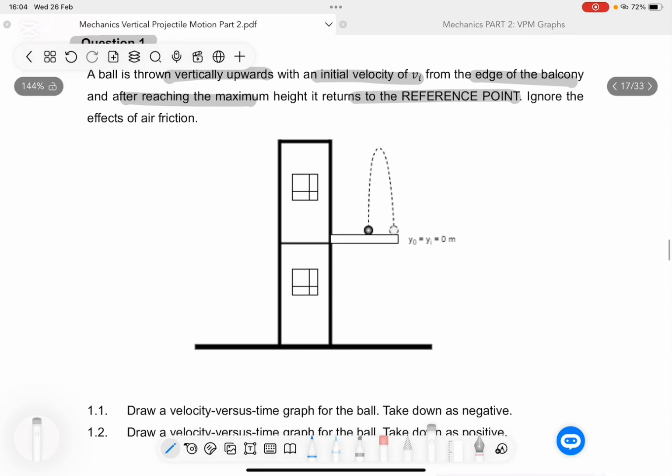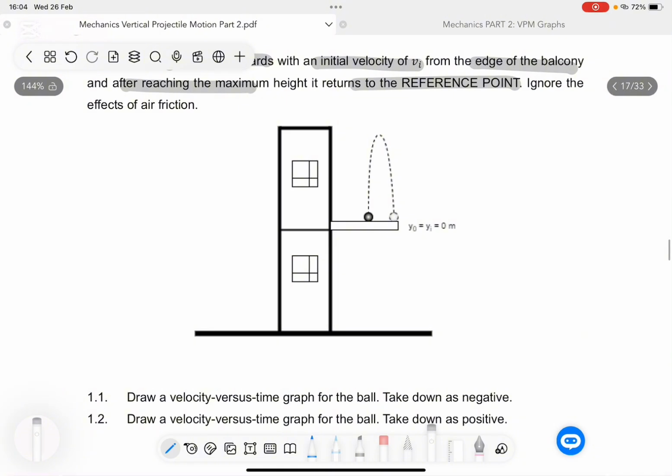Then question 1.1 says to draw a velocity versus time graph for the ball. So we are drawing here a velocity versus time graph for the ball. We are told to also choose direction such that down is negative.